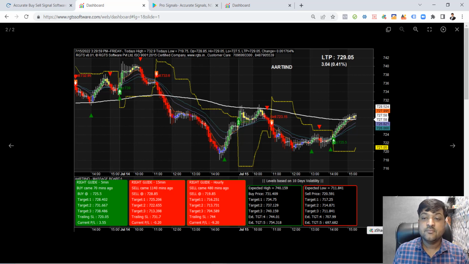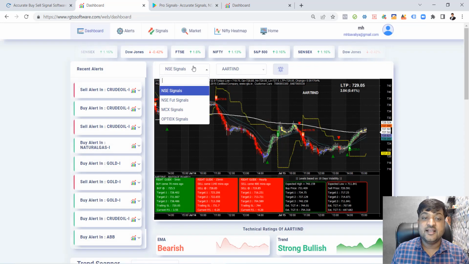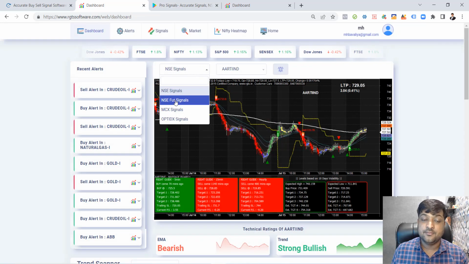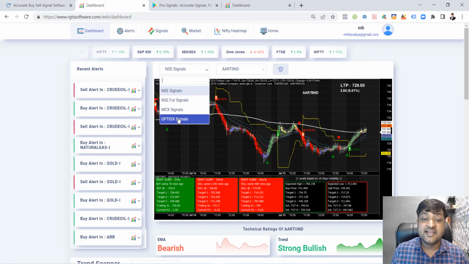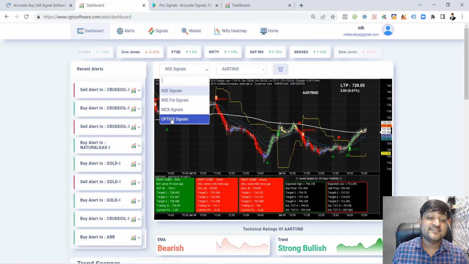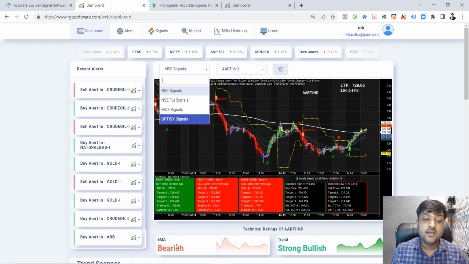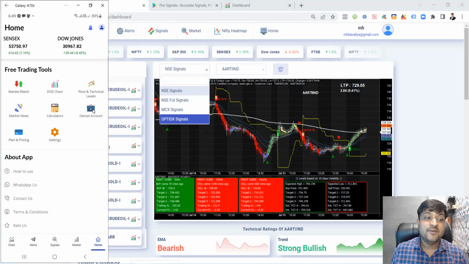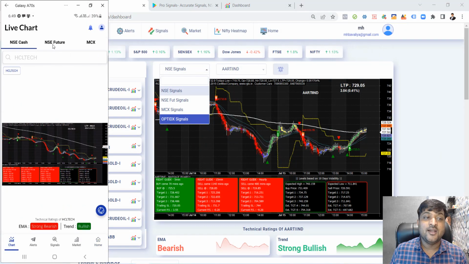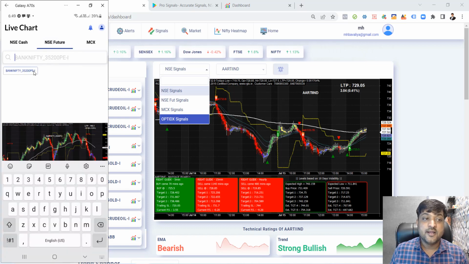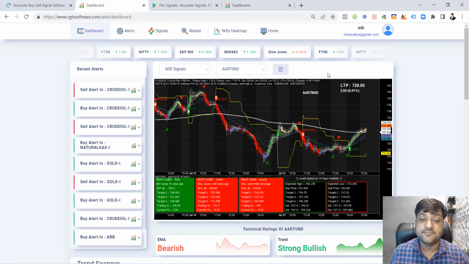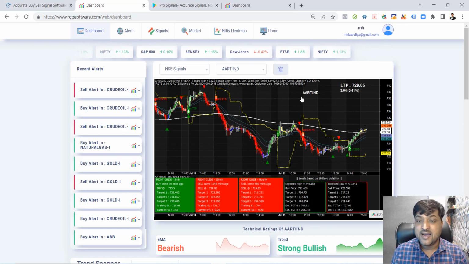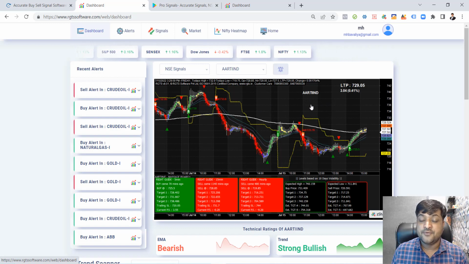You are able to select the chart for NSE signals, meaning NSE cash, NSE future, as well as MCX signals and option index signals. On the website, option index signals are given separately, and on the Android application, the option signals are available within futures, right? For options we have the Nifty and Bank Nifty monthly option contract on the Android application and on the website. Right now the Aarti Industries chart is open in front of me, right?